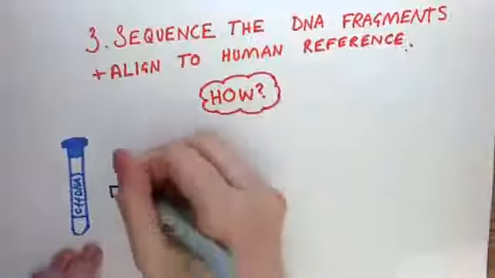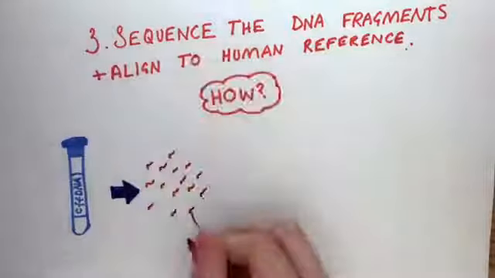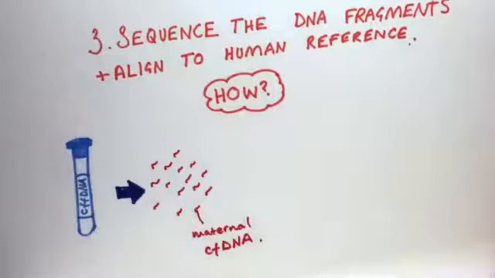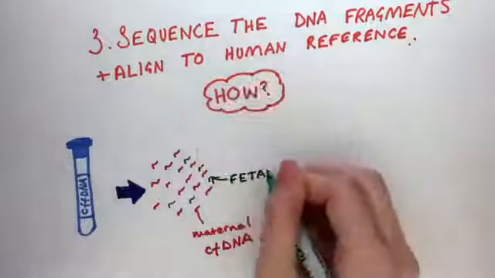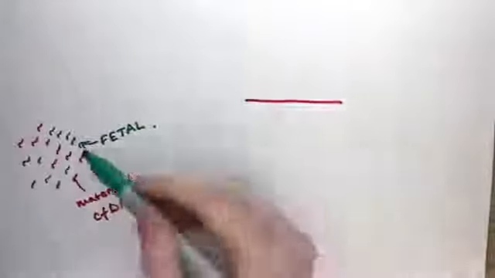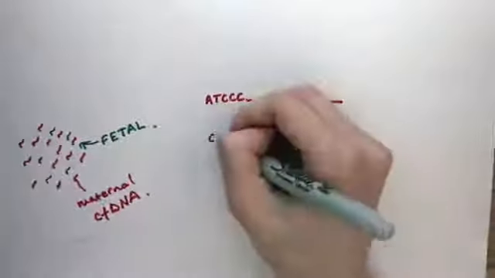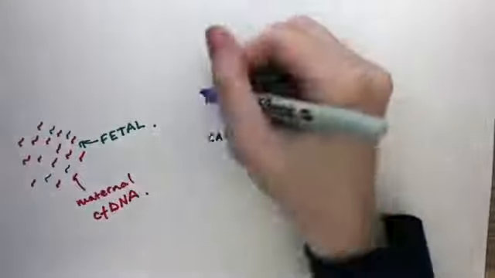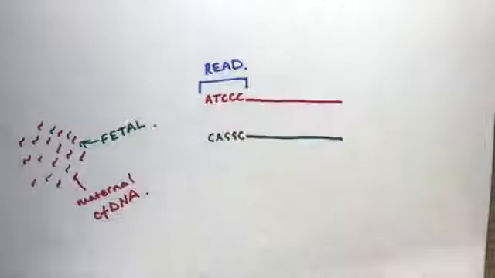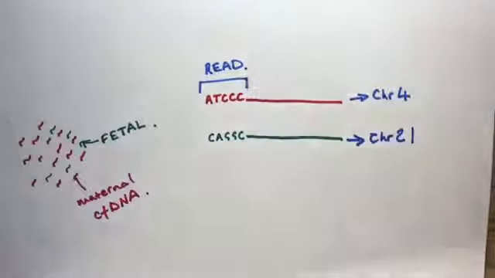How would you do this? Well, that original sample that you have is a mix of maternal cfDNA and fetal cffDNA. Each of these strands, no matter what the origin, is a DNA sequence, and the start of each sequence is what you call a read. You can map these reads that are at the start of a DNA sequence by corresponding them to known areas of each chromosome.